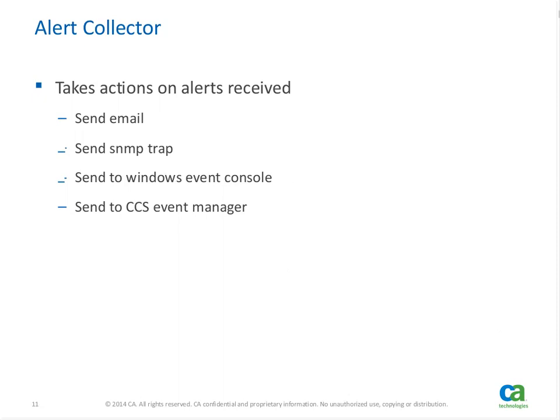Once you get an alert, the alert collector can take actions on the alerts. It can send an email, it can send an SNMP trap, or it can send to the Windows Event Console, or it can send to the CCS Event Manager. So as you configure the alerts, you basically configure what alerts you want to take what actions.